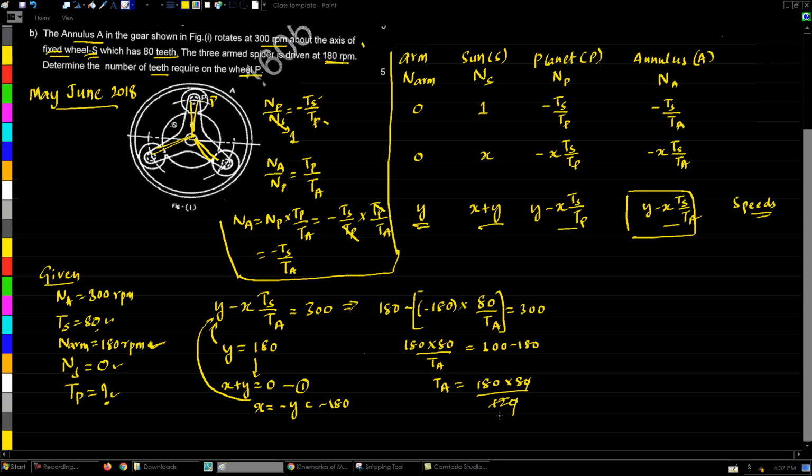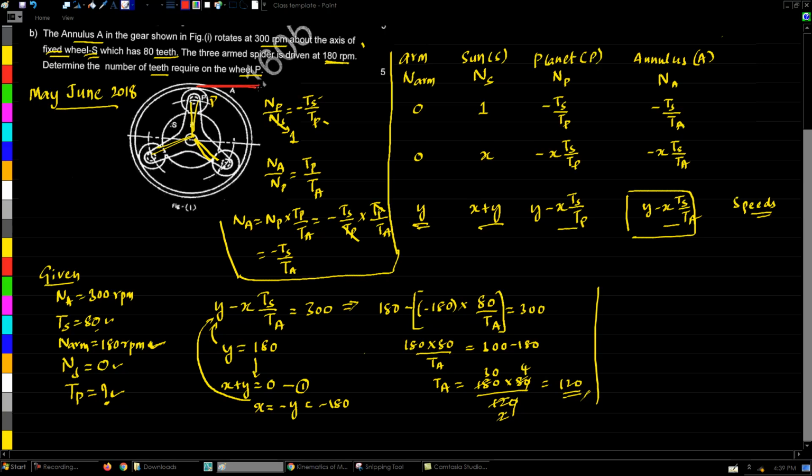Then cancelling all these values: 6 2s are 6, 3s are, and 2 is 4, 3 4s are 12, so 120. So TA is going to be 120. That means the number of teeth on the annulus is 120. But we don't need TA, we need TP to be found. So next, what is the next step? Now we need to use the knowledge of module here.